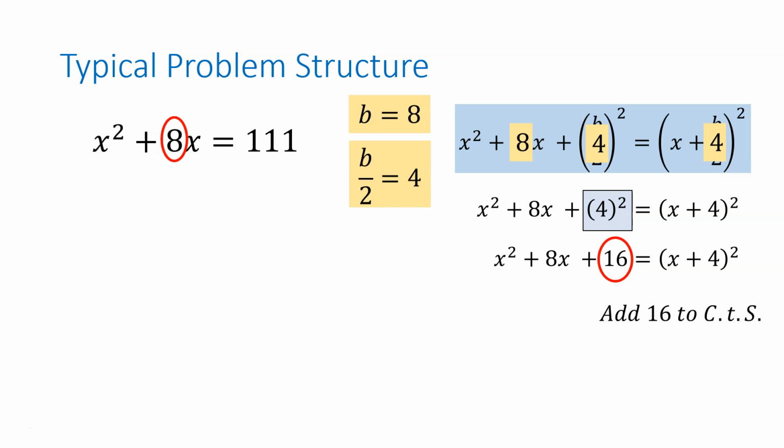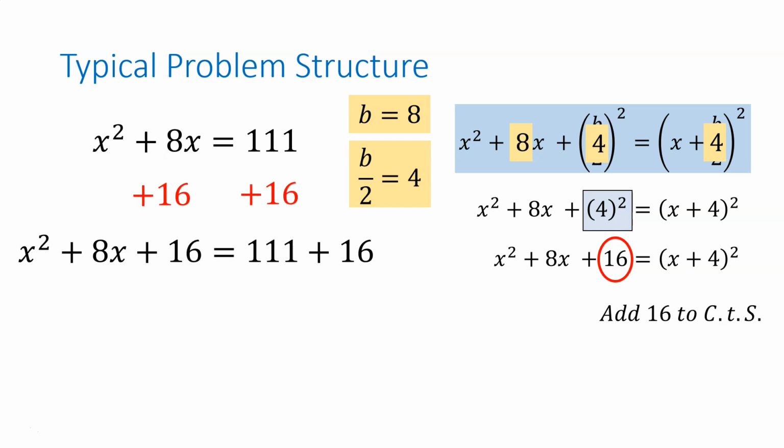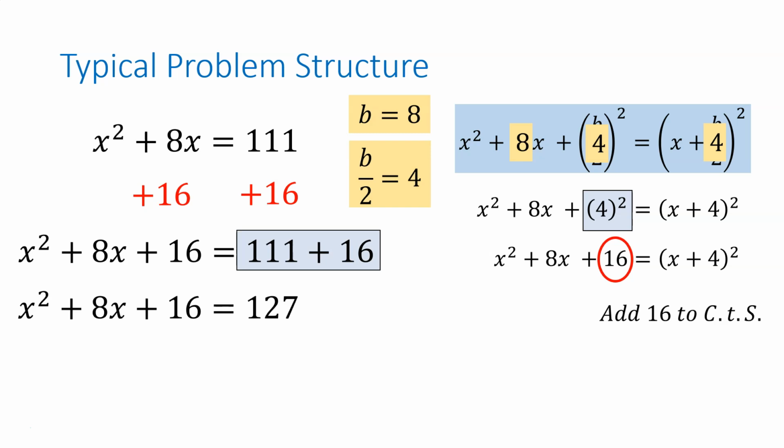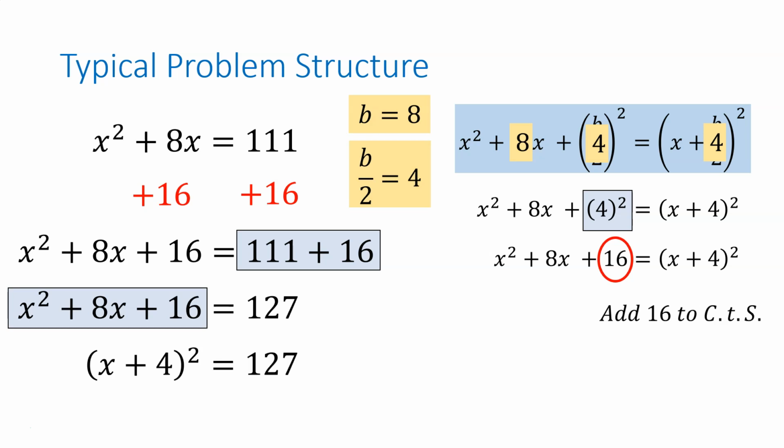We then add 16 to both sides of the equation to keep the equation balanced. We get x squared plus 8x plus 16 equals 111 plus 16. We evaluate the right-hand side and get 127. The left-hand side, according to our pattern, can be written as x plus 4 in parentheses squared. Our final equation is x plus 4 in parentheses squared equals 127.